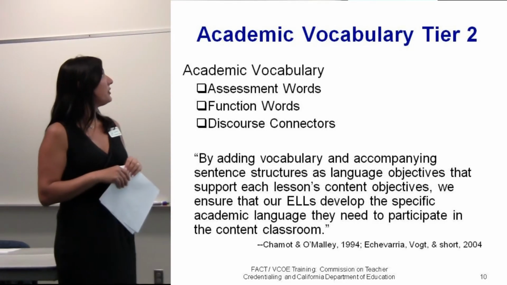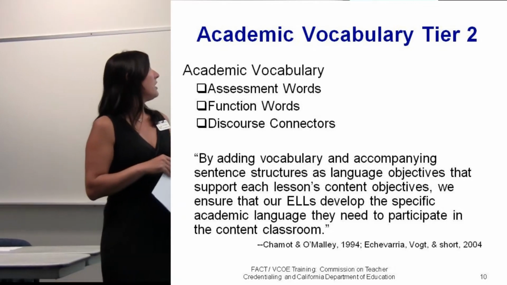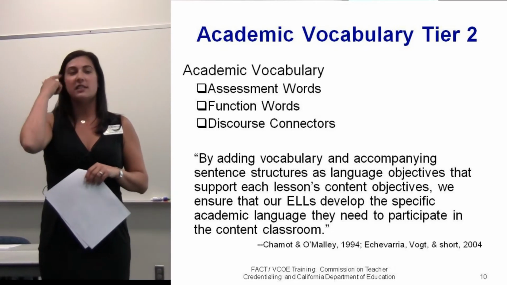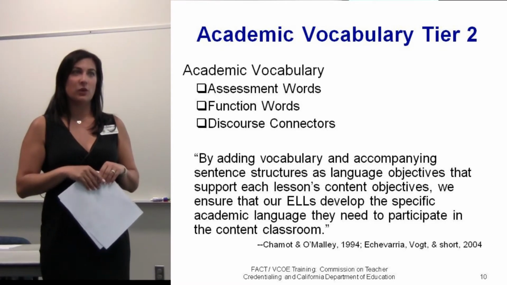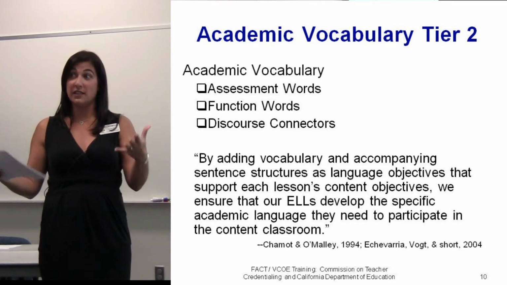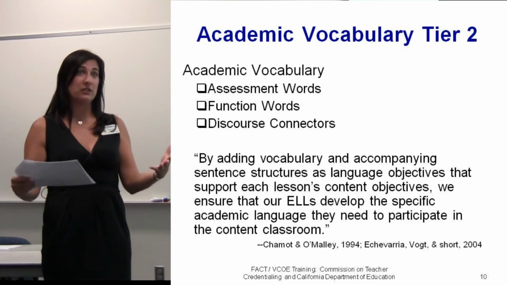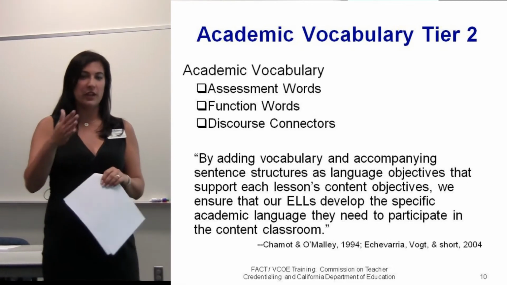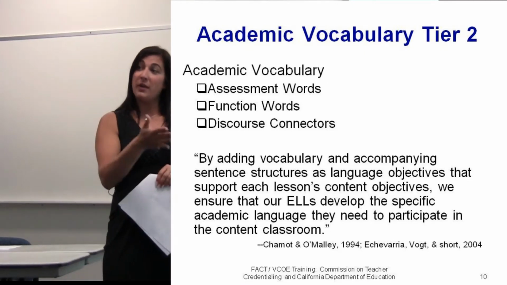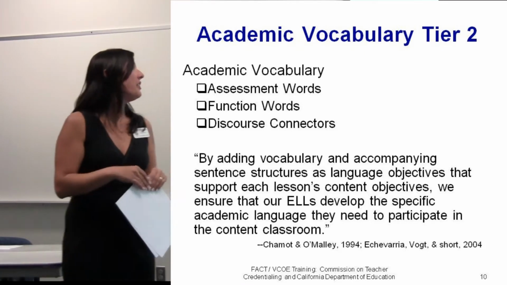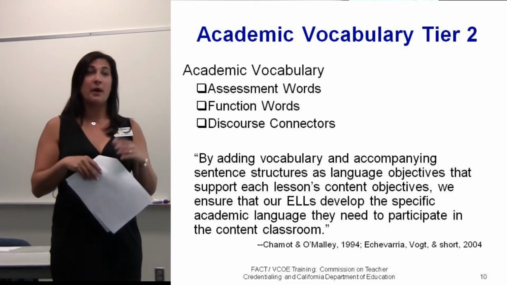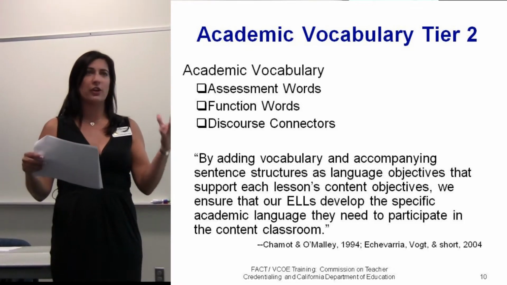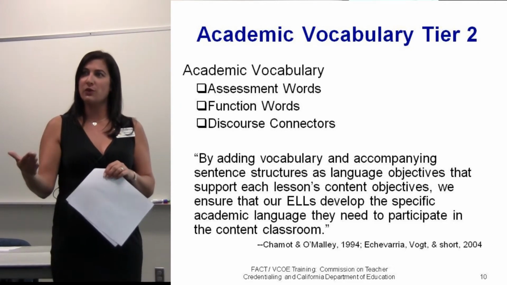All right, and here are some other examples. Assessment words, function words, and discourse connectors. And discourse connectors can also be called signal words. They're the words in a text that often signal the reader that there's a purpose why the author is writing this. So for example, if you're reading a story and the author is trying to compare and contrast something, they may use a word like while or but or in contrast. And those words signal to the reader, hey, what's the author's purpose for writing this?